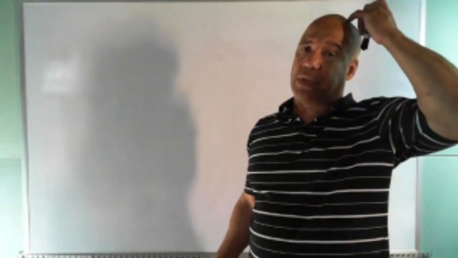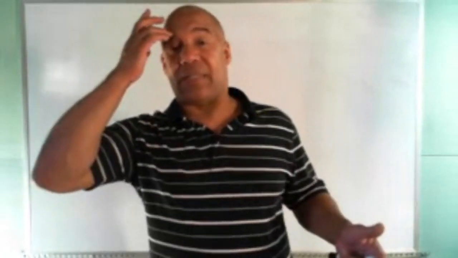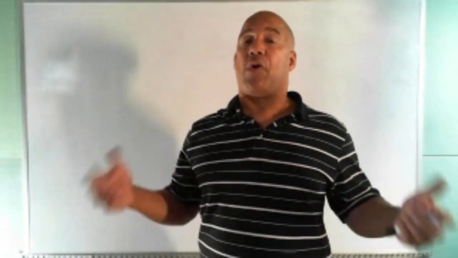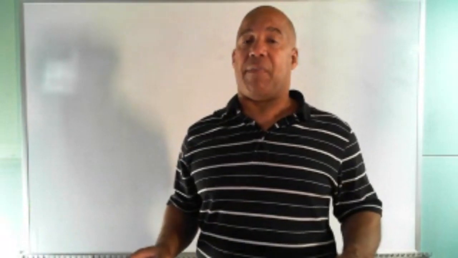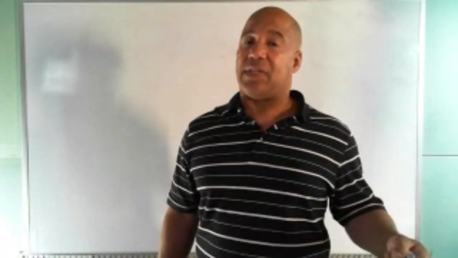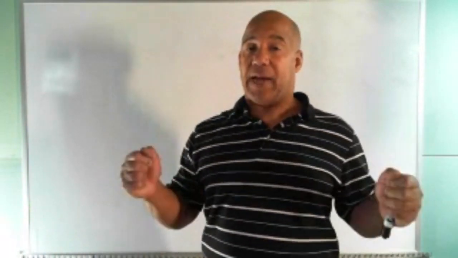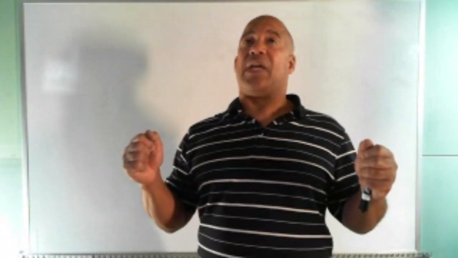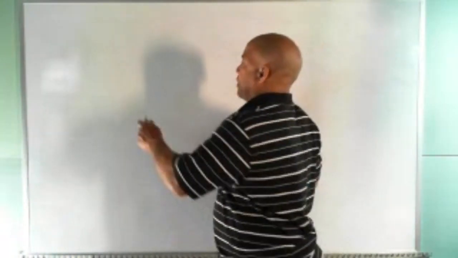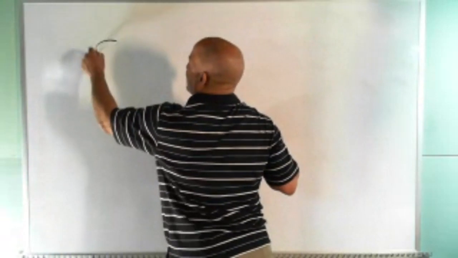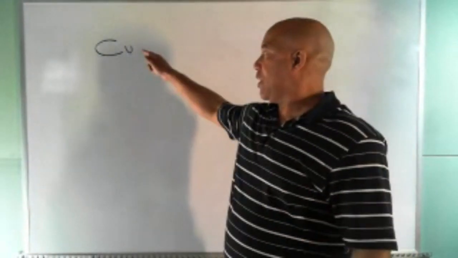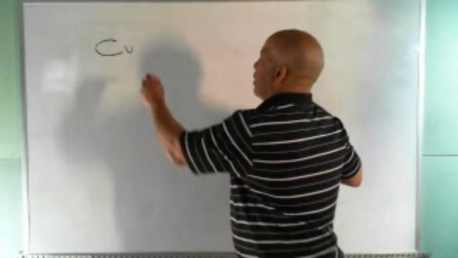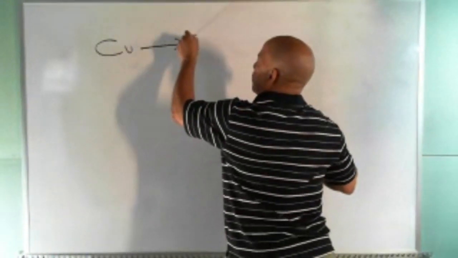What you would do to start this, you've got to know the atomic number, because the atomic number gives you the number of protons. You can't do any of this if you don't know the atomic number. So you either already have to know it or you have the periodic table. The chemical symbol for copper is Cu. If you look up the atomic number for copper, it is 29.